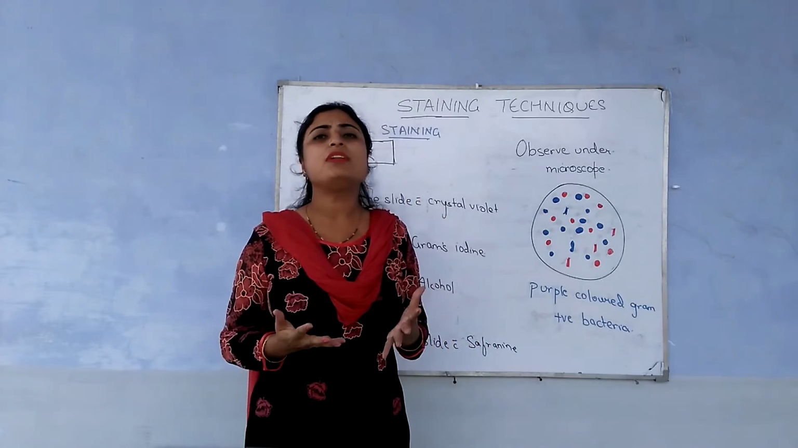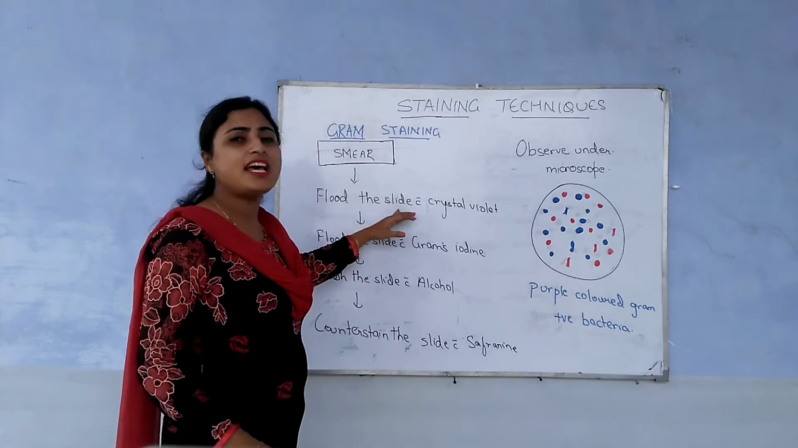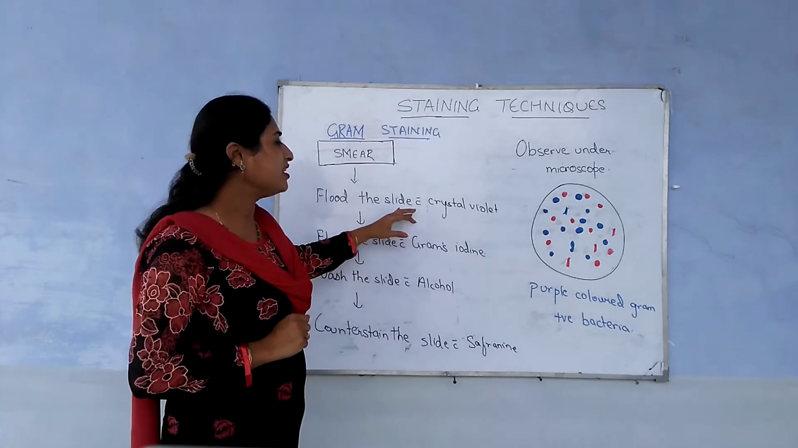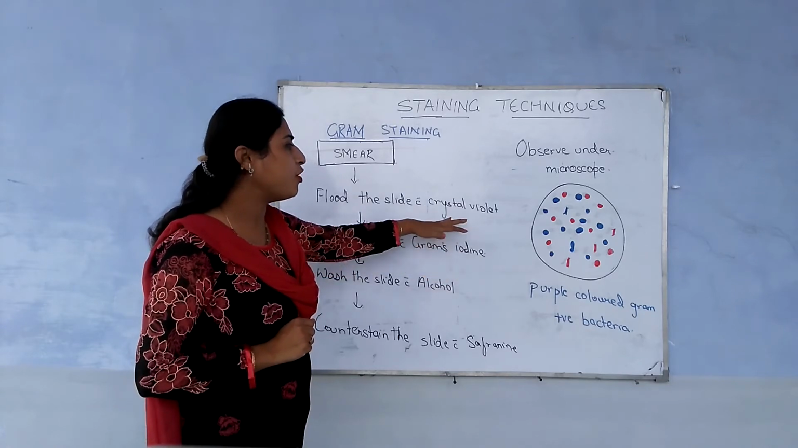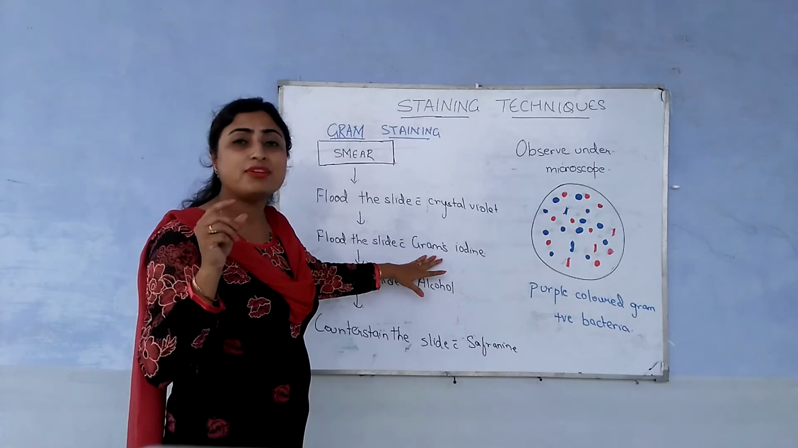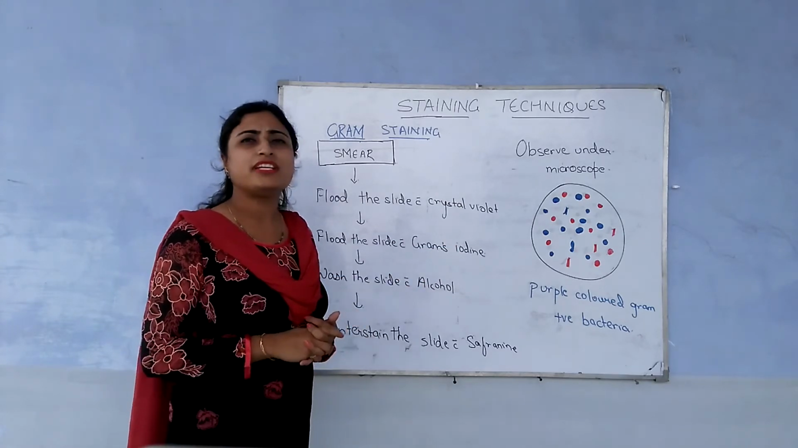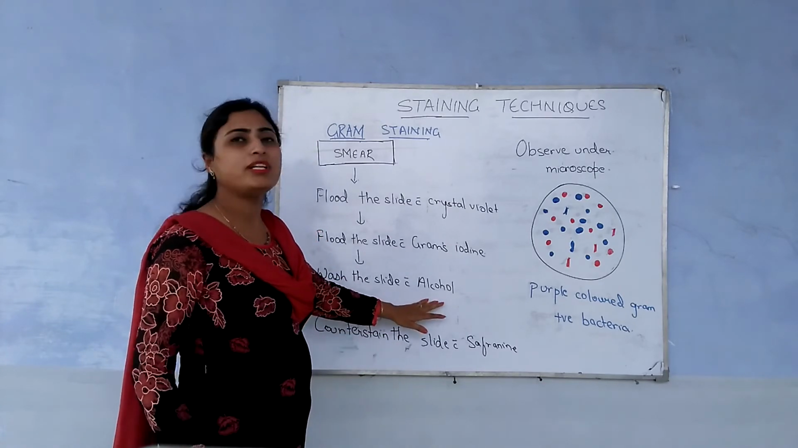Now what is the principle behind this technique? Gram positive bacteria have a very thick peptidoglycan layer. So they easily retain the crystal violet and iodine complex which is formed. Gram negative bacteria have a very thin cell wall, and moreover, they also contain very high lipid content. When we wash the slide with alcohol, what happens?